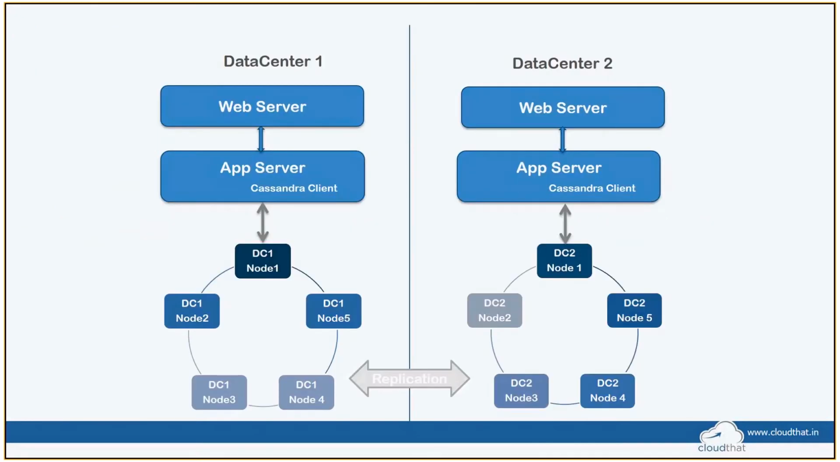So to give a simple example, I have a two data center database spread across 2 data centers, and my DC1 has all the nodes and DC2 has replicated data in all the nodes, and I can read from anywhere.